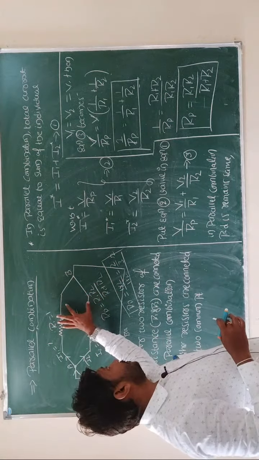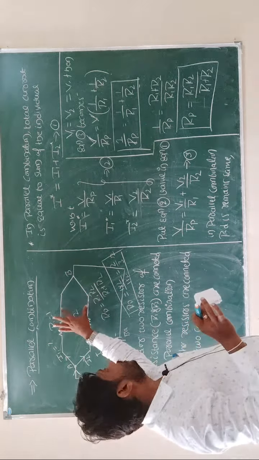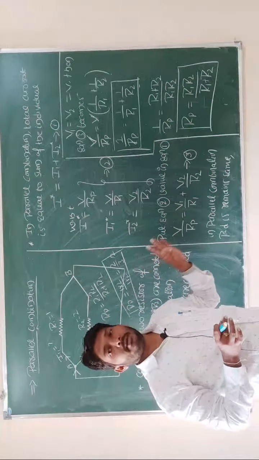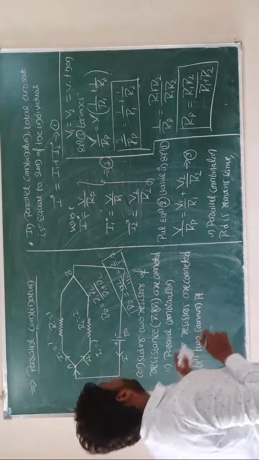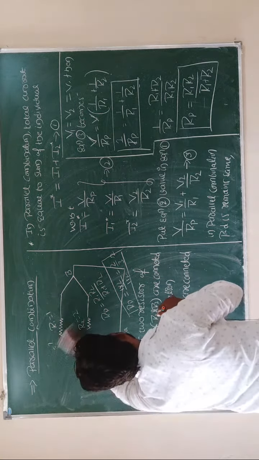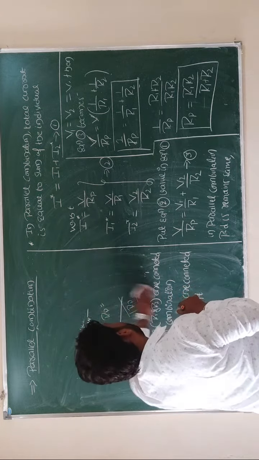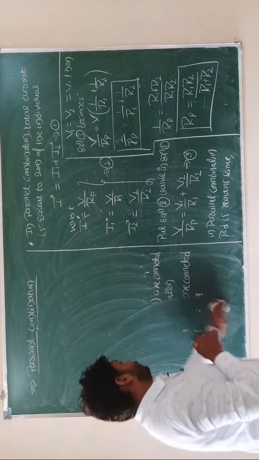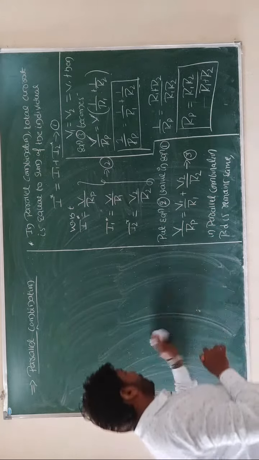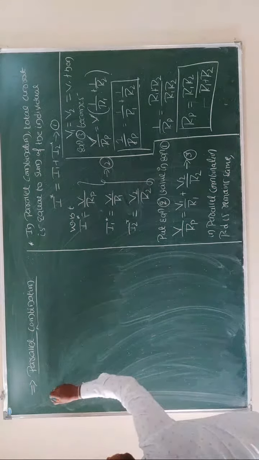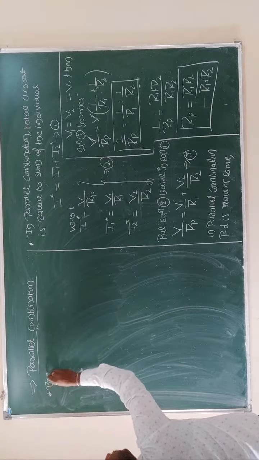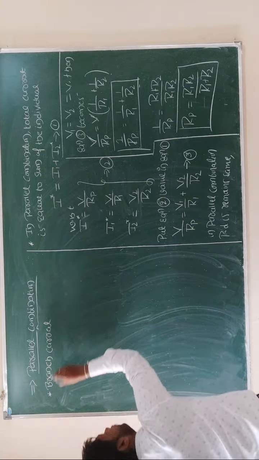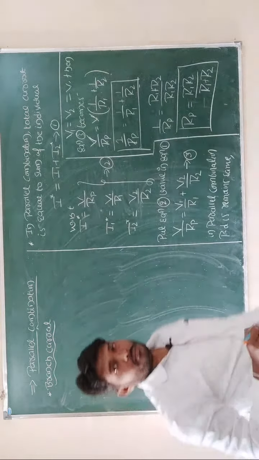In case of parallel combination, potential difference remains the same, and total current is equal to the sum of the individual currents. These are the 3 points we need to remember in case of parallel combination. Now let me find out the branch current here. In parallel combination, total current is equal to the sum of the individual, and I want to find the branch current in parallel combination.